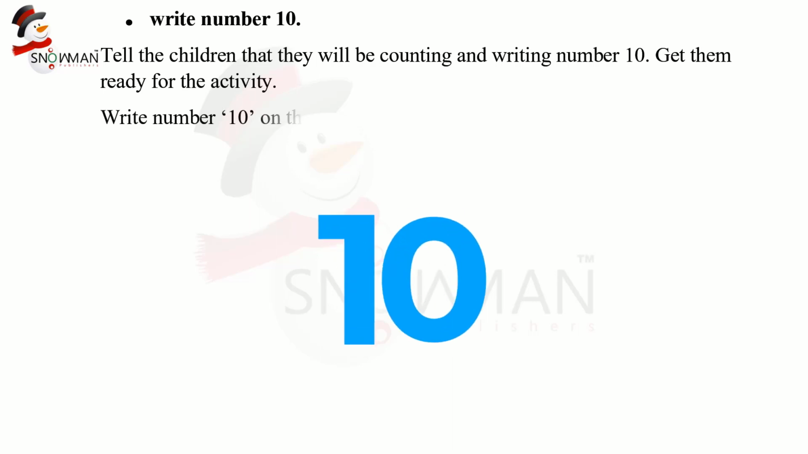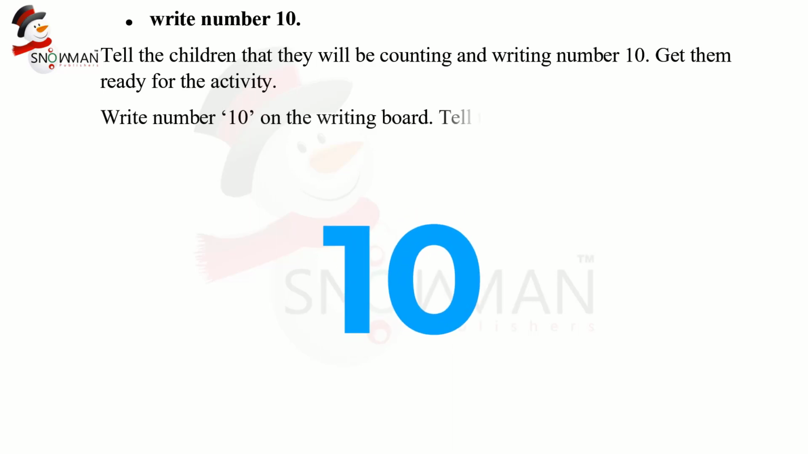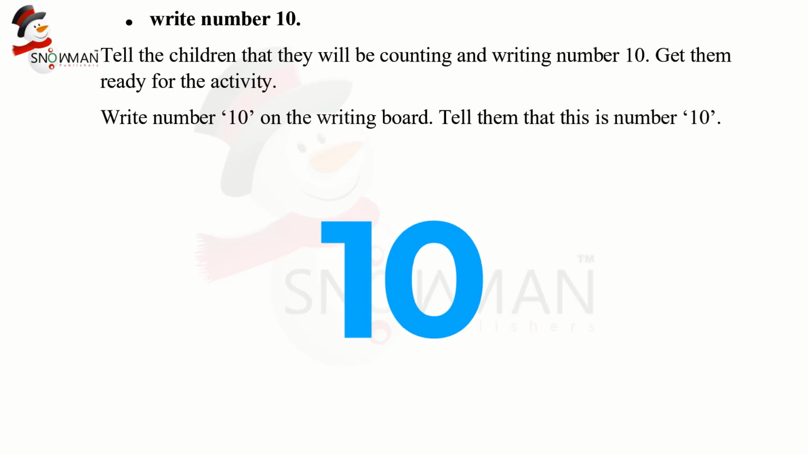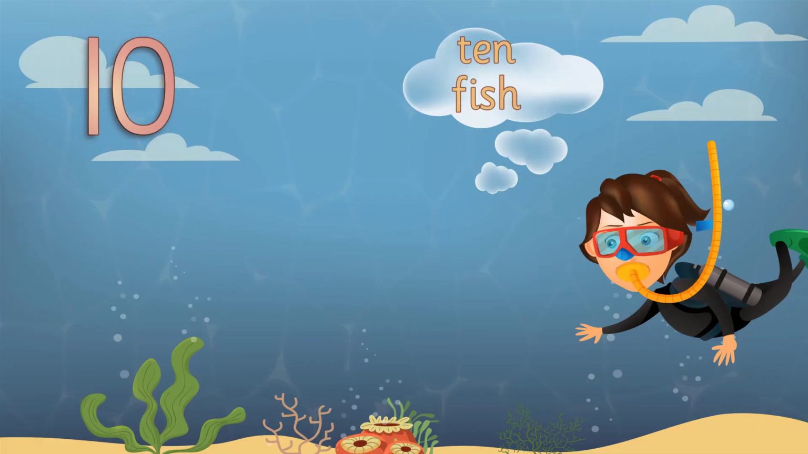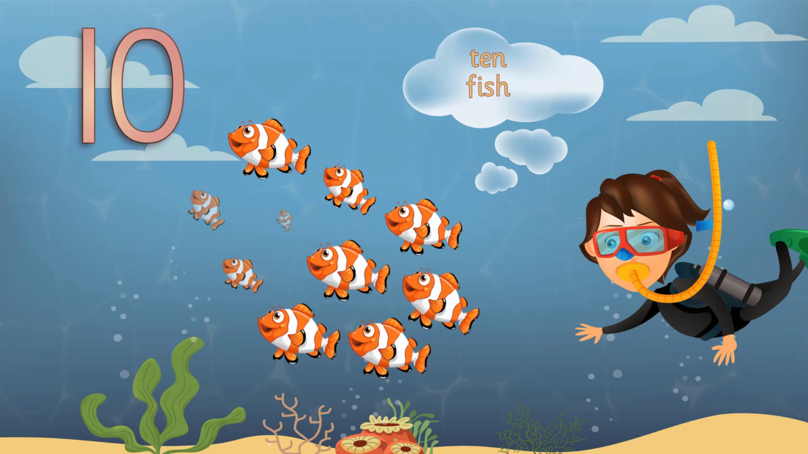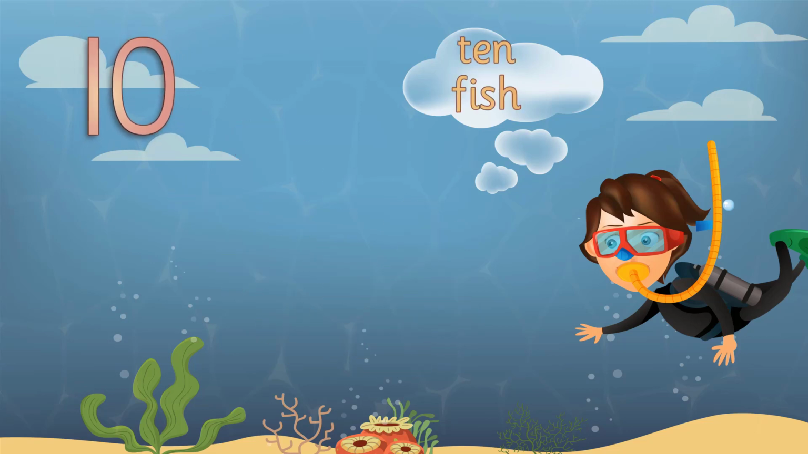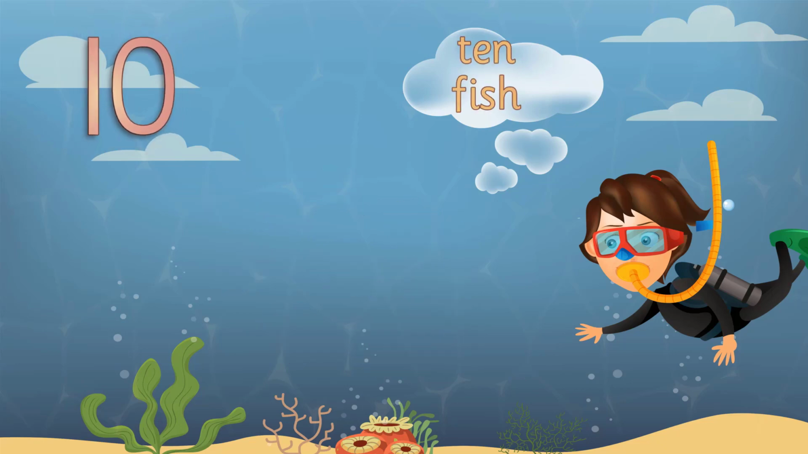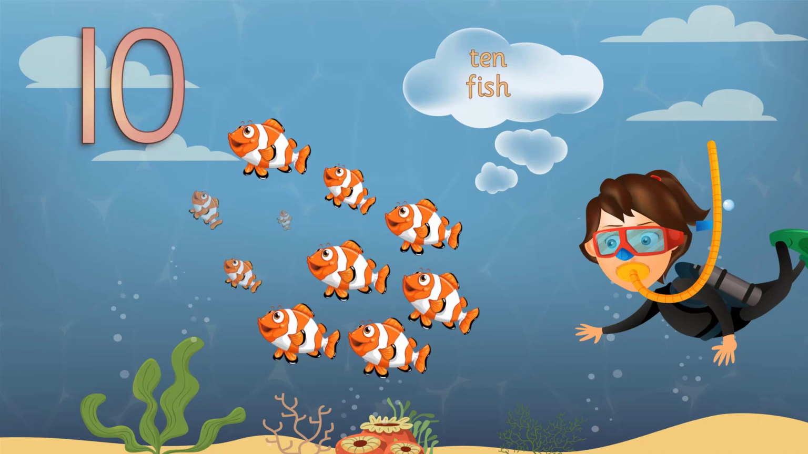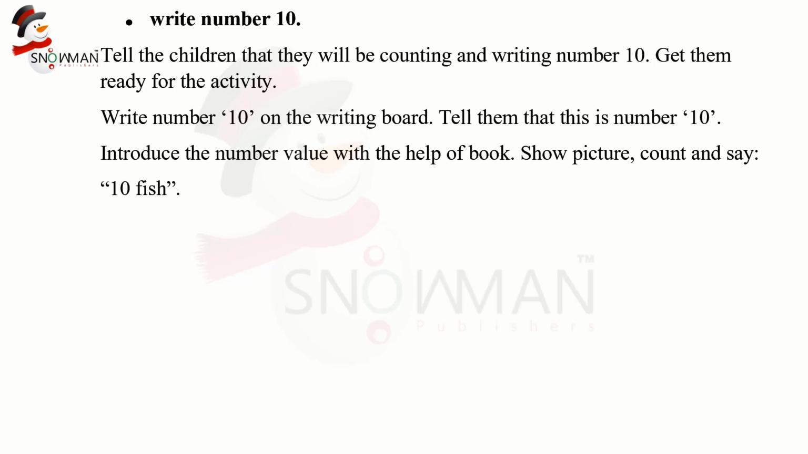Write number 10 on the writing board. Tell them that this is number 10. Introduce the number value with the help of the book. Show the picture, count and say: 10 fish. 10 fish. 10 fish. 10 fish. Repeat at least 3 times.